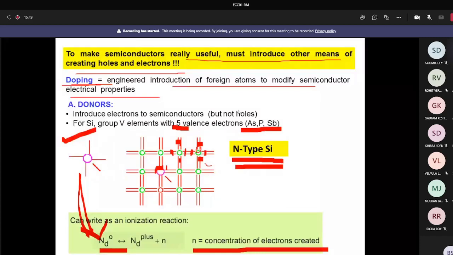D for donor. Okay. Sir, can we use group 6 elements like sulfur and tellurium? No, because of the size of the silicon atom. The dopant atoms should be nearly the same size as silicon atoms. So when we substitute such atoms, we can substitute. Okay.